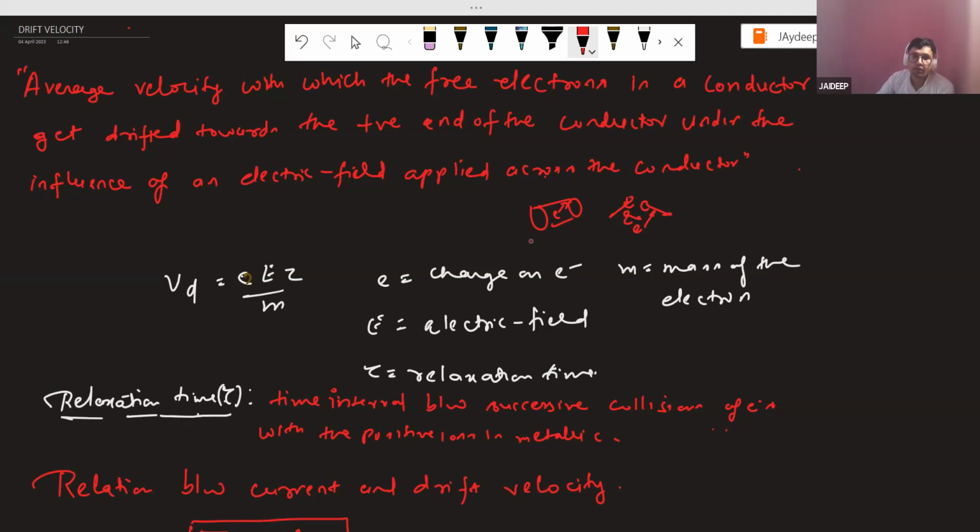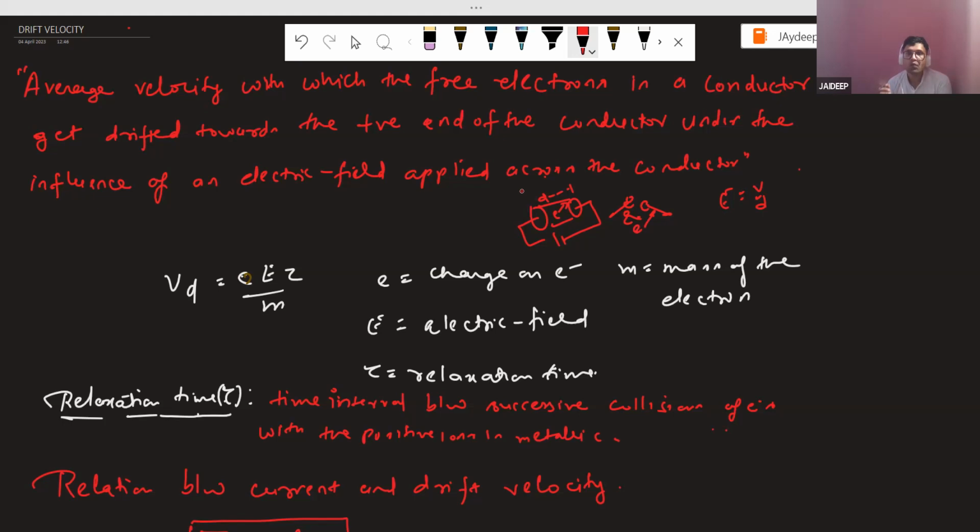But when we apply an external electric field, it means when you join a battery across its ends, with distance D between the two ends, E equals V over D. So an electric field will be applied across its ends. The average velocity acquired by the electrons in presence of external electric field is known as drift velocity. Is it okay till here?